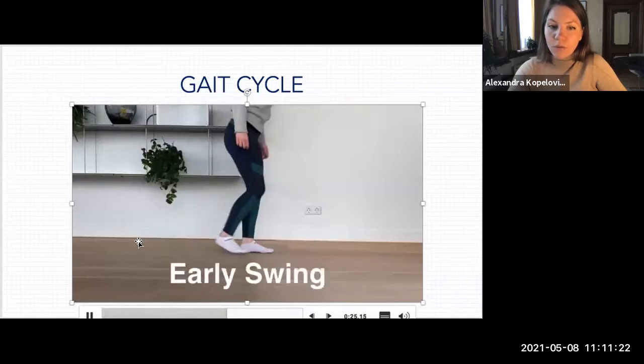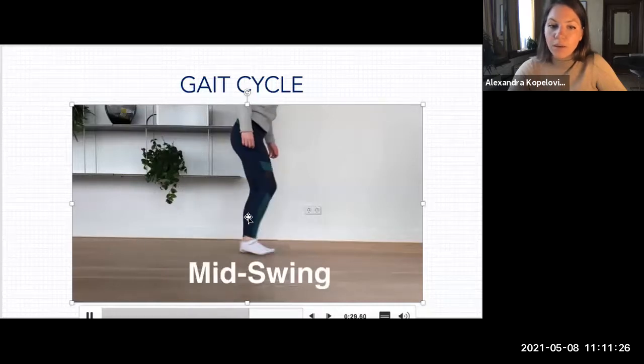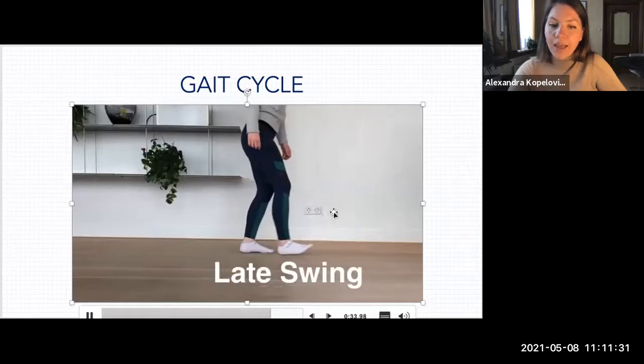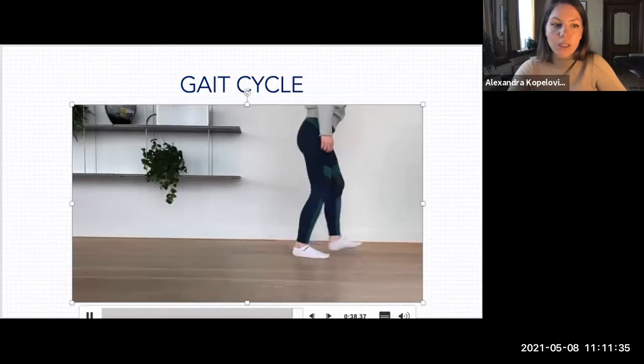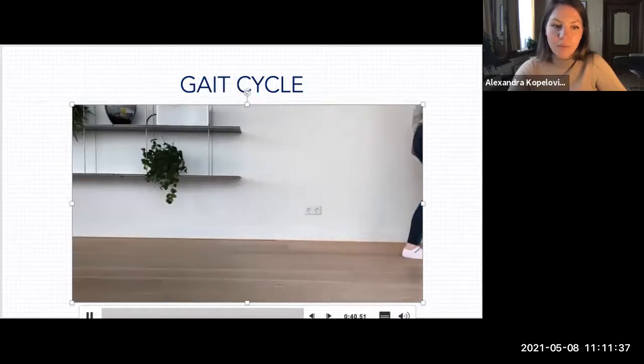Now the foot, we're moving into the swing phase of the gait cycle. Early swing, mid swing, when the 2 feet are right next to one another, and late swing, preparing for landing. So this is your entire gait cycle.